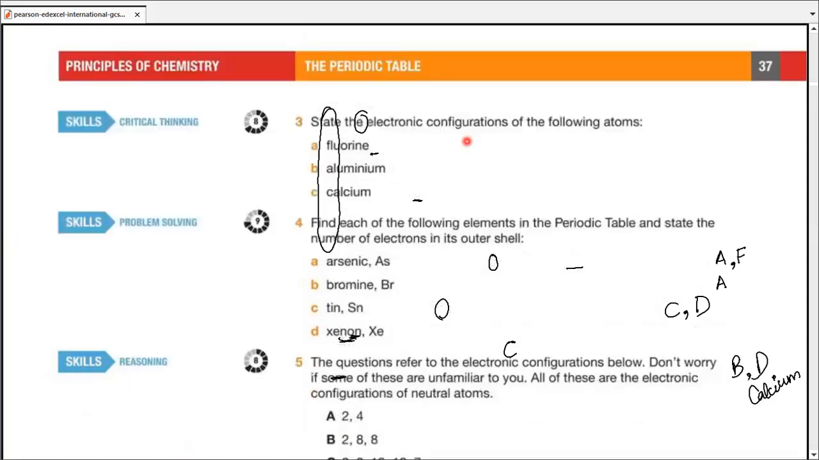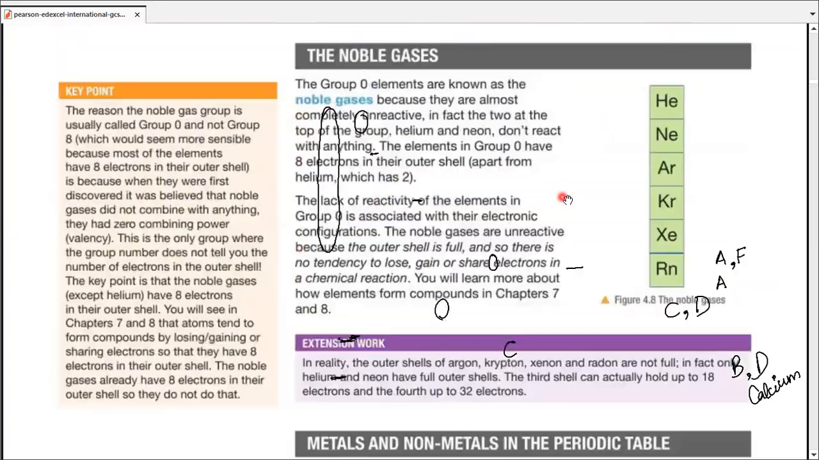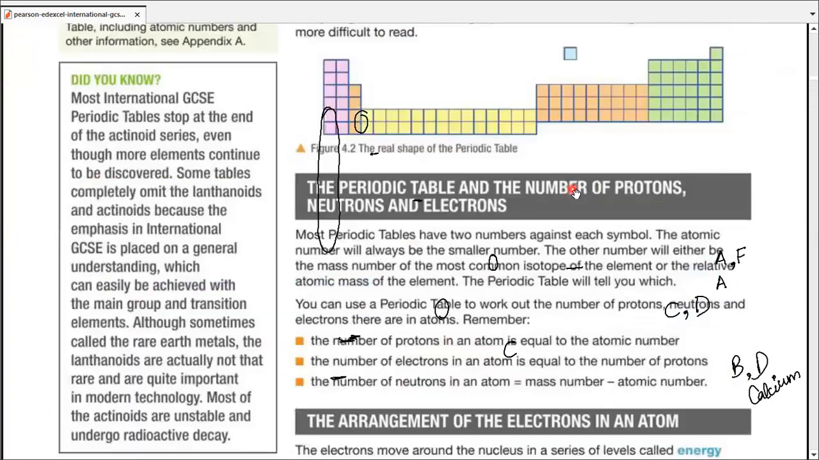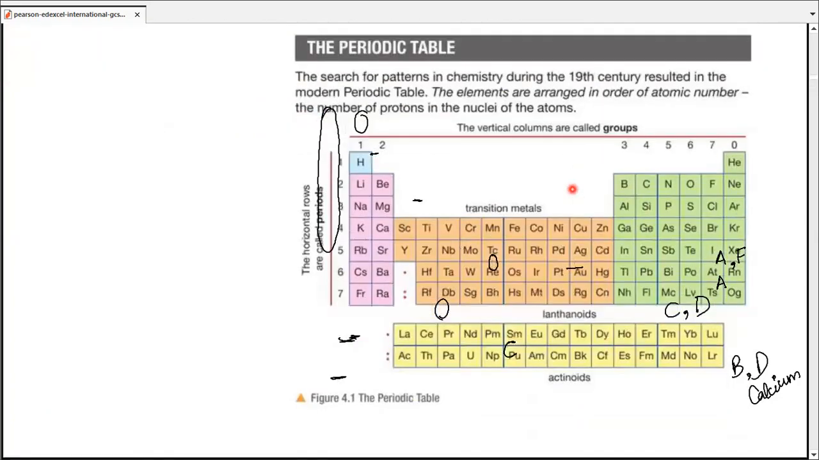Okay, I'm going to go back to the periodic table and I'm going to help you with it. Is it silicon? No. Period 6, group 4, period 6. Okay, which one is group 4? I'm going to use red color this time.